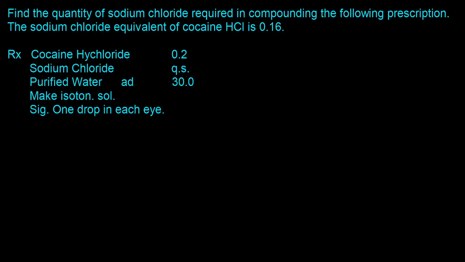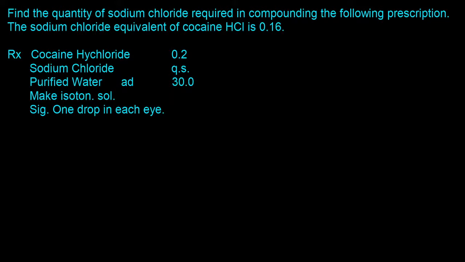The question says, find the quantity of sodium chloride required in compounding the following prescription. The sodium chloride equivalent of cocaine hydrochloride is 0.16. The prescription has cocaine hydrochloride 0.2, sufficient quantity of sodium chloride, purified water to make 30 milliliters, make isotonic, and the directions are to put 1 drop in each eye.